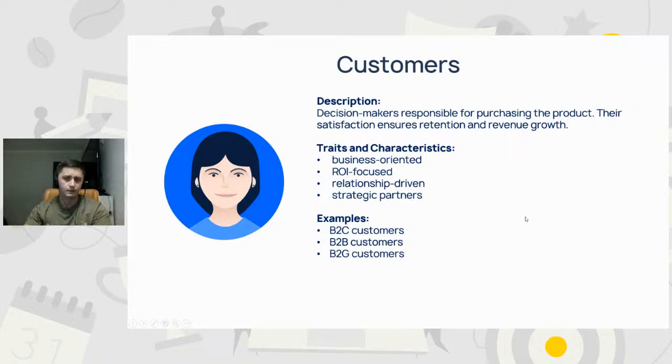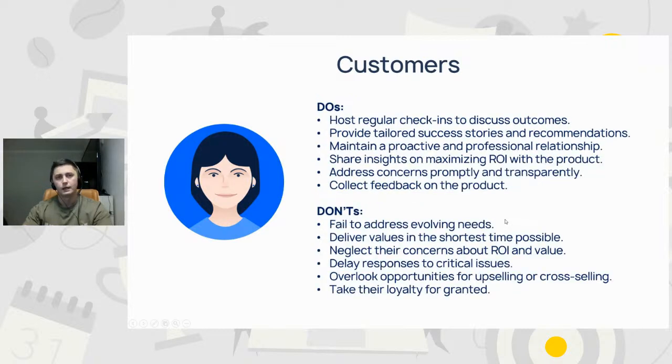Talking about examples, it can be B2C customers, B2B, or B2G customers. In case of B2B, let's say relationship-driven is one of the traits and characteristics which you will have to work with. Talking about those, what you should do: try to perform regular check-ins to discuss what they expect from your product, how you can deliver more value, how you can optimize your product, how you can accelerate their workflows, or what automations you can deliver to them.